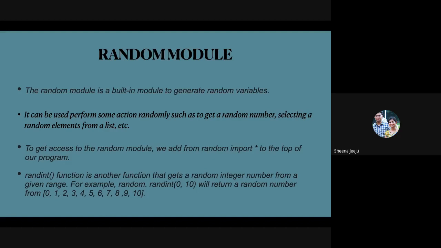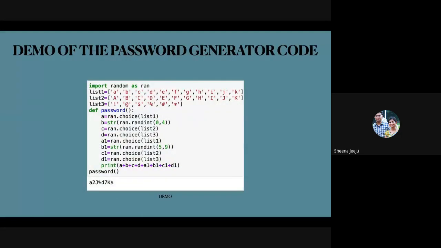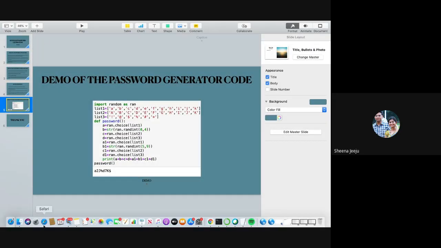The randint function is another function that gets a random integer from a given range. For example, random.randint(0, 10) will return a random number between 0 and 10. This is the picture of the random password generator code. I am going to show you the code in the Jupyter notebook.